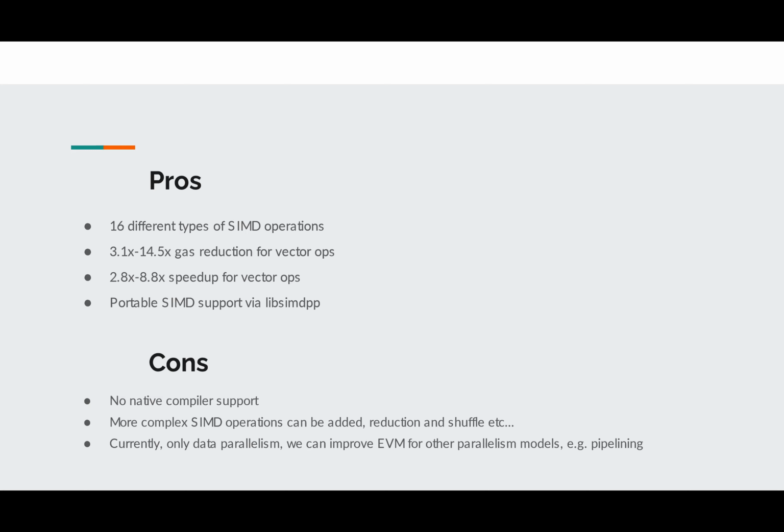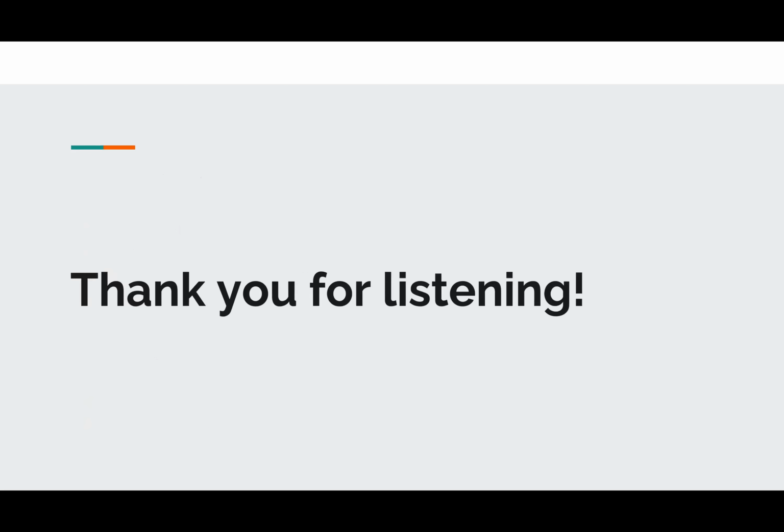Another thing, we can add more complex SIMD operations like reduction and shuffling. And also we only considered data parallelism. Maybe we can improve the Ethereum virtual machine with other parallelism models like pipelining, maybe thread-based parallelism or something like that.